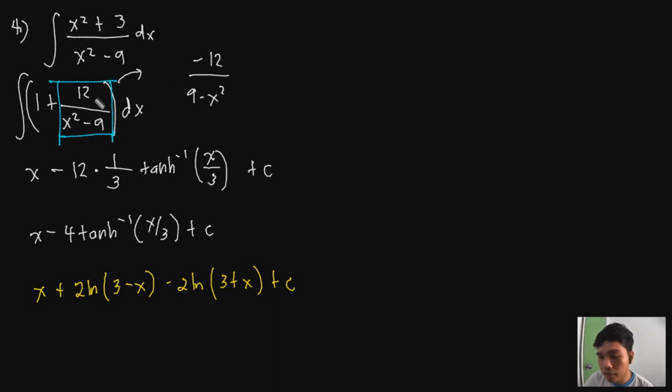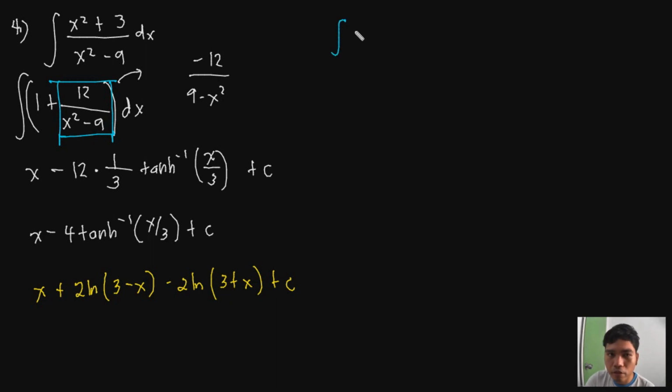Kasi, this is still a proper fraction because that is just a 0 degree. So, 0 yung degree niya kasi wala tayong x, no? And this is x squared minus 9. So, therefore, this is 2 yung degree niya. And we cannot actually reduce this into a further more simplified form. So, in short, this can be integrated using partial fraction decomposition.